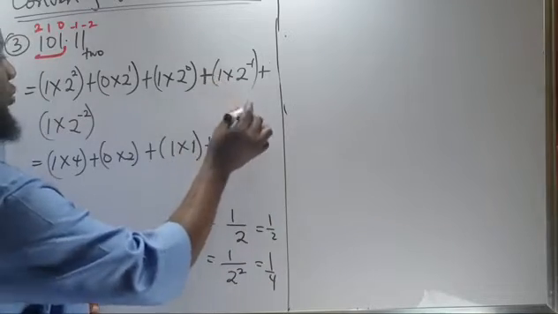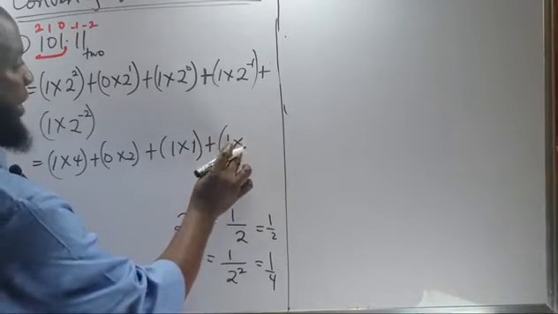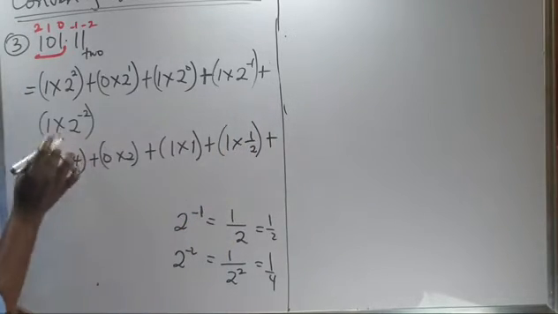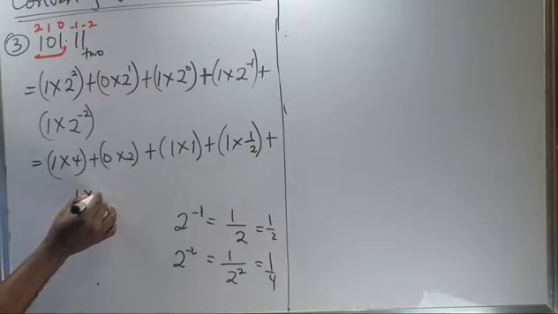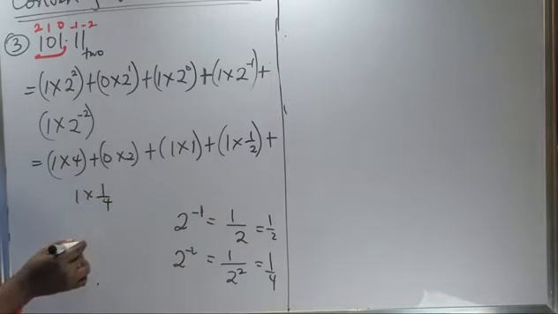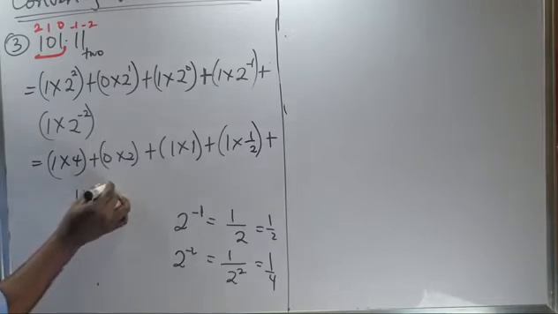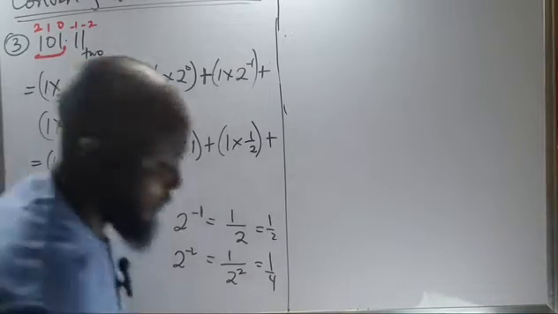So in that case, this will give me 1 multiplied by 1 all over 2, plus this will give me 1 multiplied by 1 all over 4. Hope I'm making sense. Or I should write it 2 raised by 2, so you don't be confused.